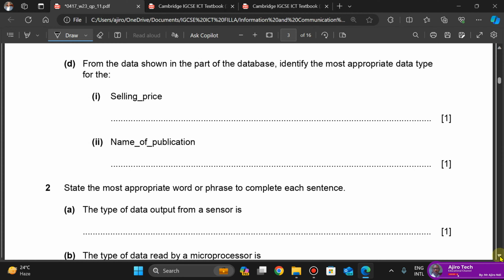From the data shown in the part of the database, identify the most appropriate data type for the selling price and name of publication. Remember, when we talk about data type, these are the types of data that go into what? The field. That's what data type is all about. The type of data that goes into the field. So let's look at selling price.